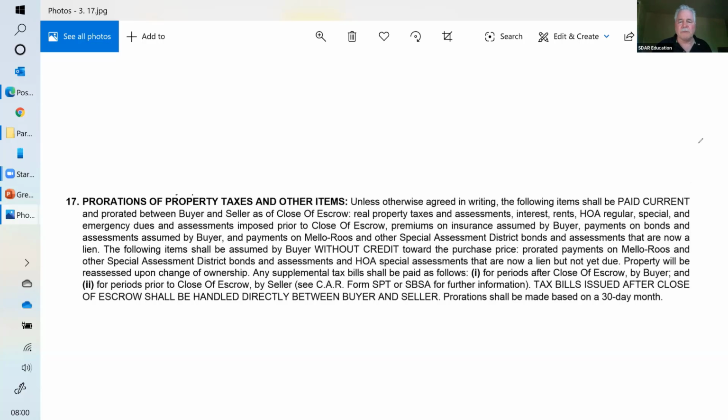Okay, so let's take a look at paragraph number 17. We're going to talk about prorations of property taxes and other items. You always have that buyer that says, well, I want to make sure of a couple of things. One, I want to make sure that there aren't any bills left over that the seller hasn't paid that I'm going to be held to have to pay. So how do we get rid of those bills? How do we make the buyer feel okay about things?